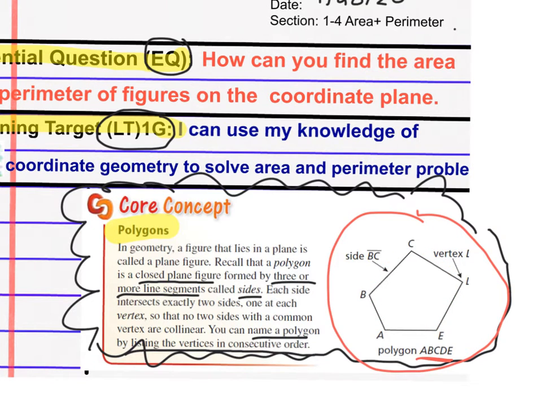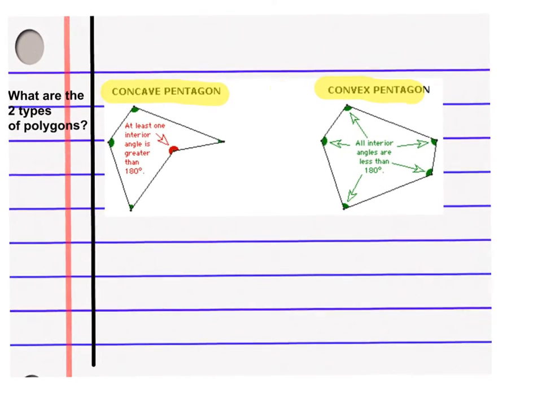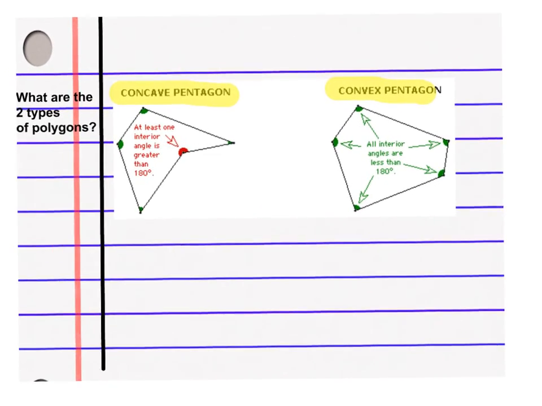Okay? So pause the video if you need more time, but don't write everything, just summarize. You should have something written and highlighted for polygons, but you don't need all of this. All right, what are the 2 types of polygons? Concave and convex.